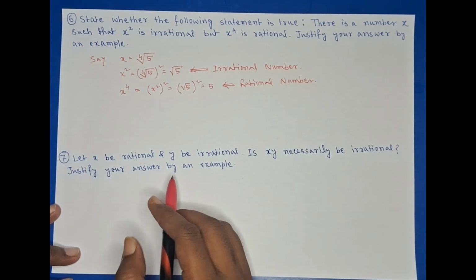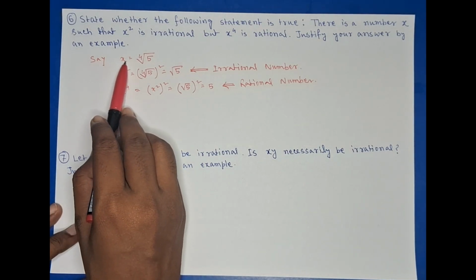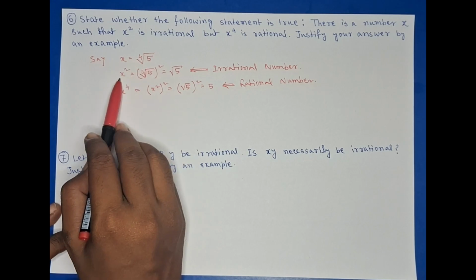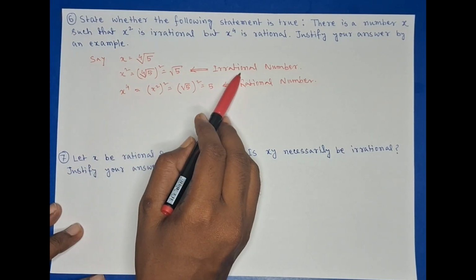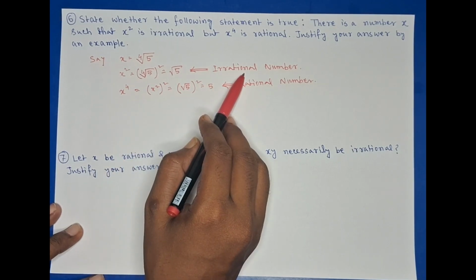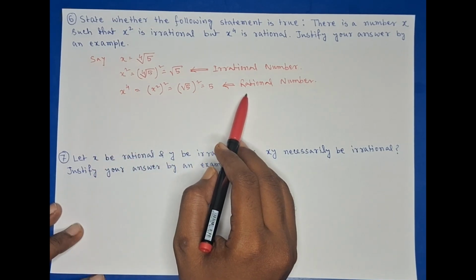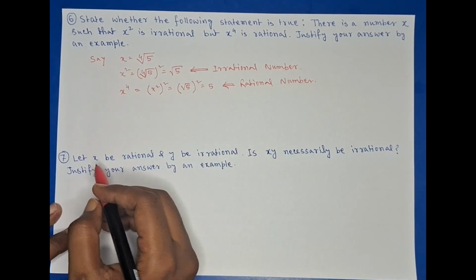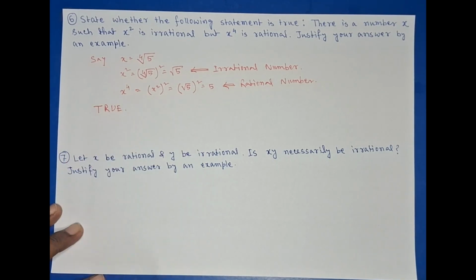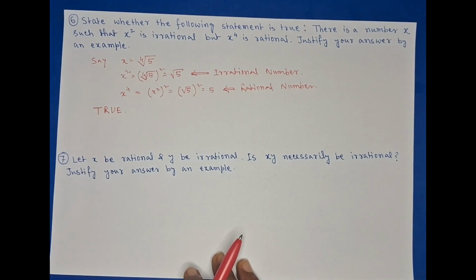So through this example we can say that x is a number, fourth root of 5, such that x square is an irrational number. X square is equal to square root of 5, an irrational number, but x to the power 4 is a rational number. So the following statement is true. Okay. Now the seventh problem.